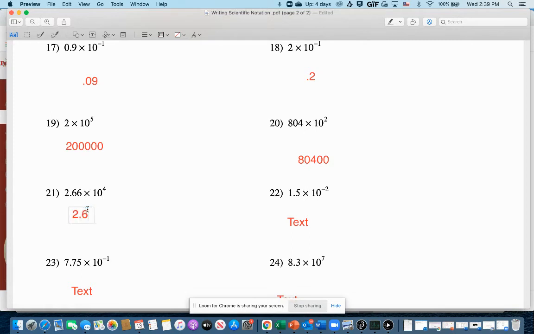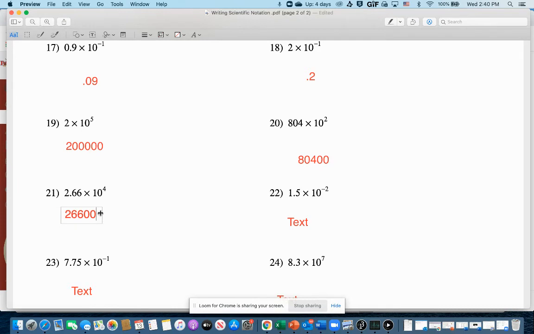Because I have 2.66, right? This is positive, so it's going to get bigger. I need to get bigger by 4 spots. So I could put a bunch of zeros on here, right? That's not going to change it. And I just move this over 1, 2, 3, 4. So it needs to go right there, right? Because that's moving it over 4 spots, and it's getting bigger right there.